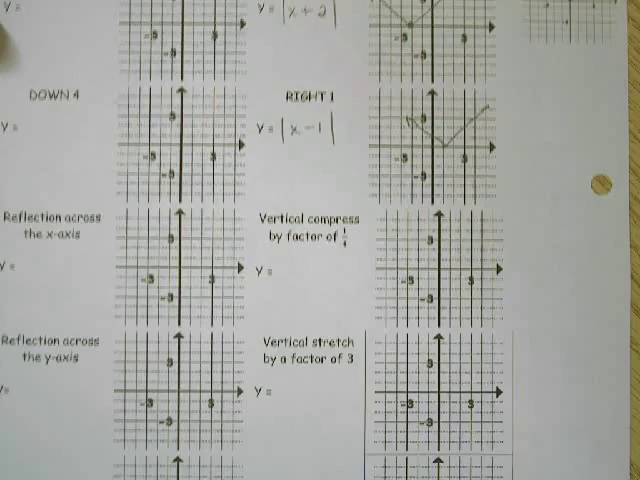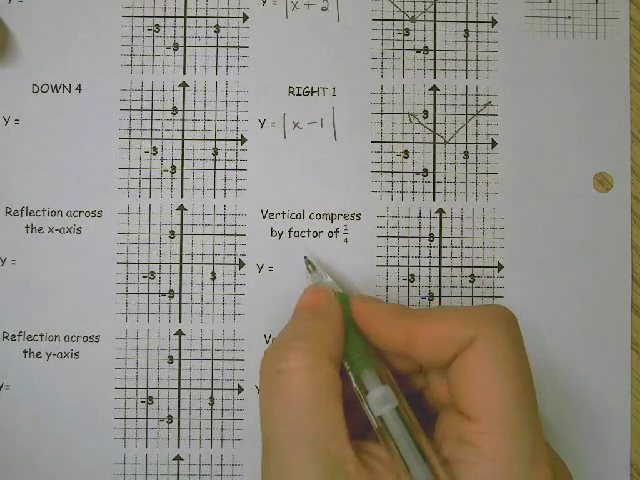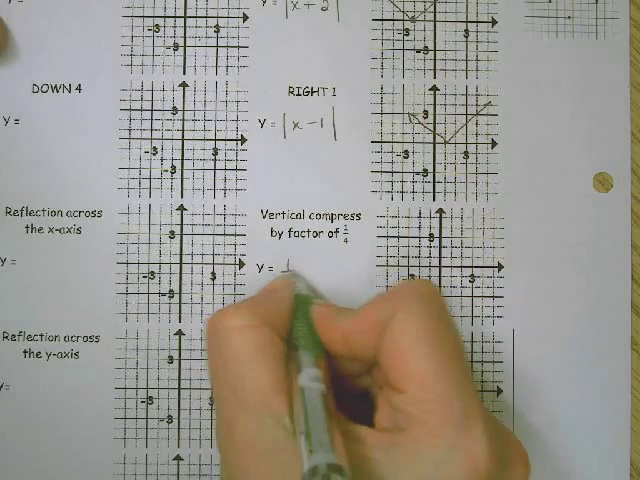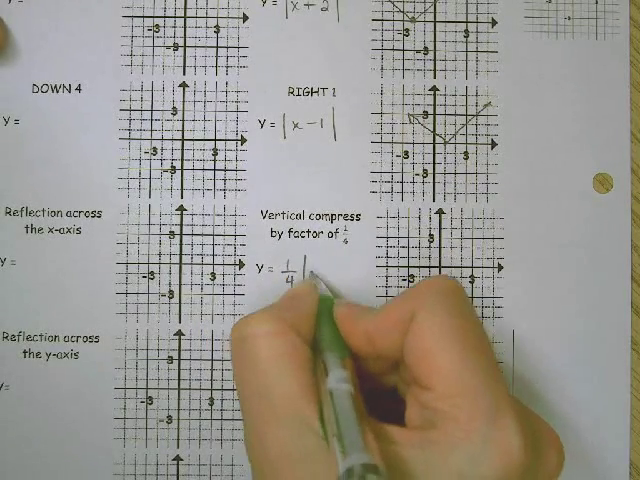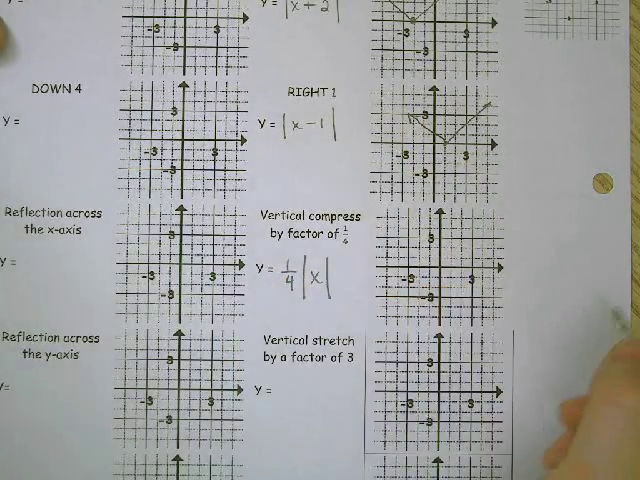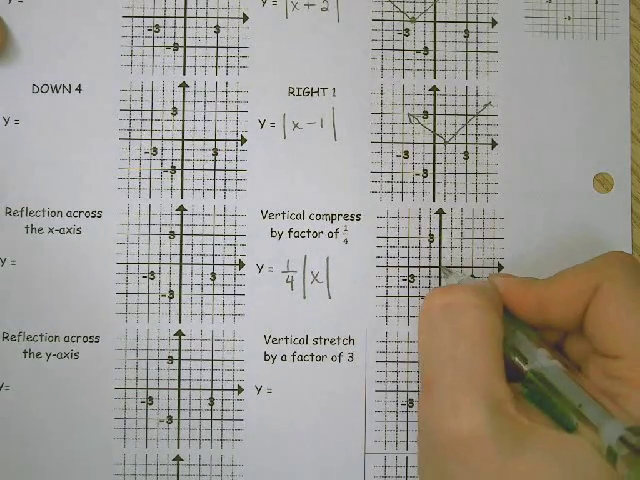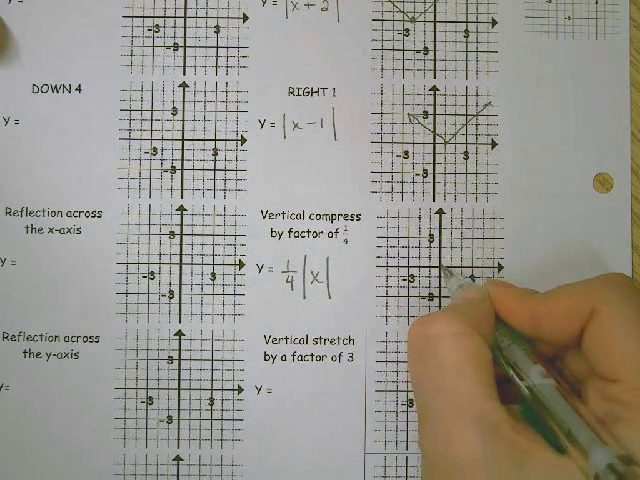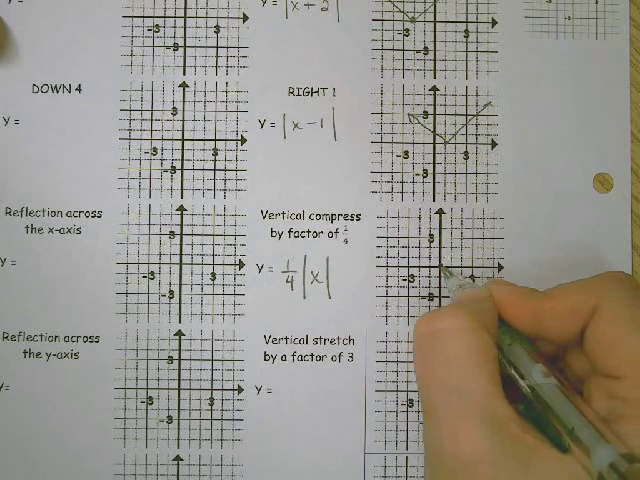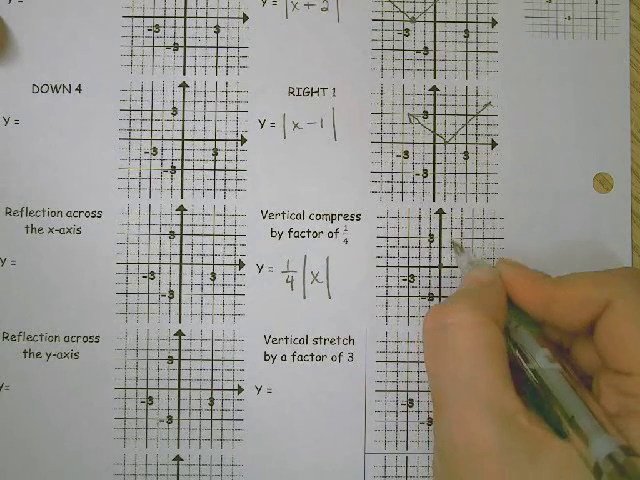The vertical compression of 1/4, so that means I'm going to have 1/4 x, because that's all I'm doing to it. What that means is that instead of going out 1 and up 1 in both directions, I'm going to go out 1 and up 4.